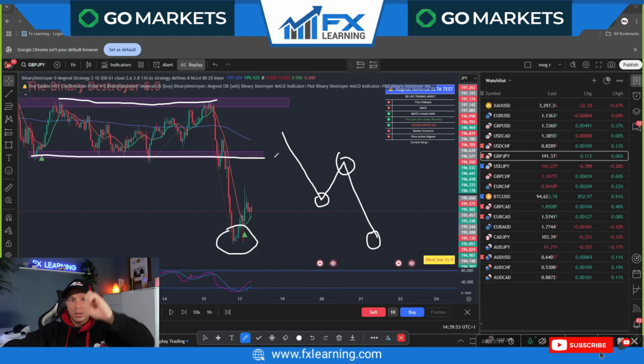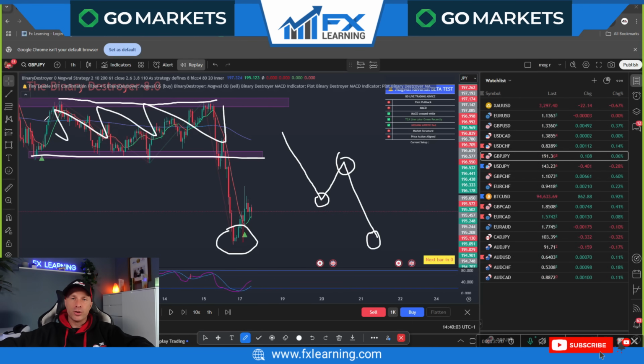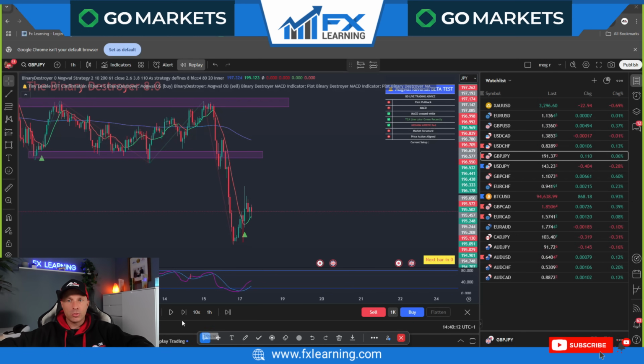So uptrend, downtrend, range. You can't use price action from a range into an uptrend. So all of this here is irrelevant. That was a different market cycle. We are now in a downtrend. Well, not in a downtrend. We're potentially going into a downtrend.